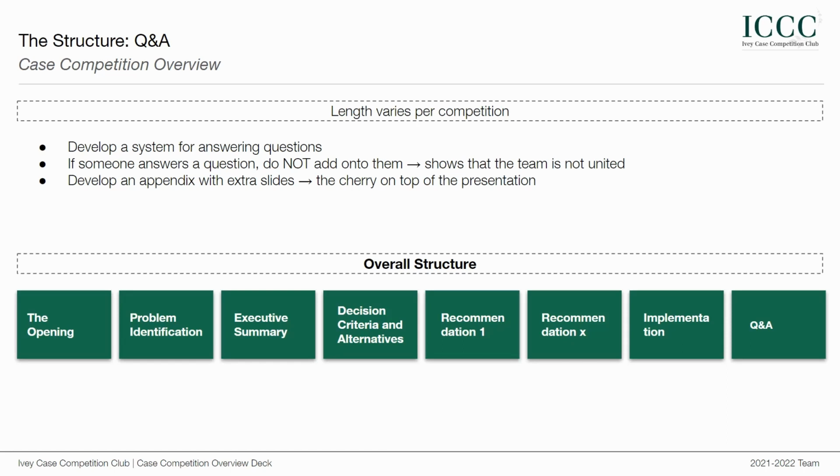So again, the overall structure of a case competition is the following pieces. Remember, the opening, your problem identification, your exec summary, your decision criteria and alternatives, your 3 recommendations, your implementation, then Q&A. And that's an overview of case competitions. That was our case 101 segment.